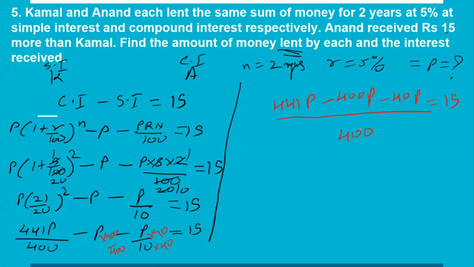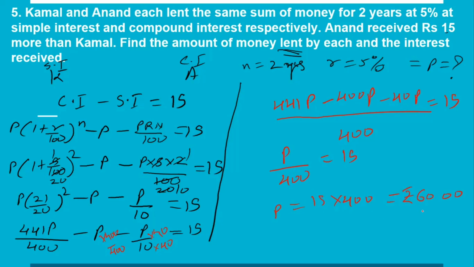which is equal to 15. So now 441, 400 plus 40 is 440. 441 minus 440, you just get 1P. So you get P upon 400 is equal to 15, and P is equal to 15 times 400, which is 15 fours are 60, and then two more zeros here. So 6,000. So this is how the principal is rupees 6,000.